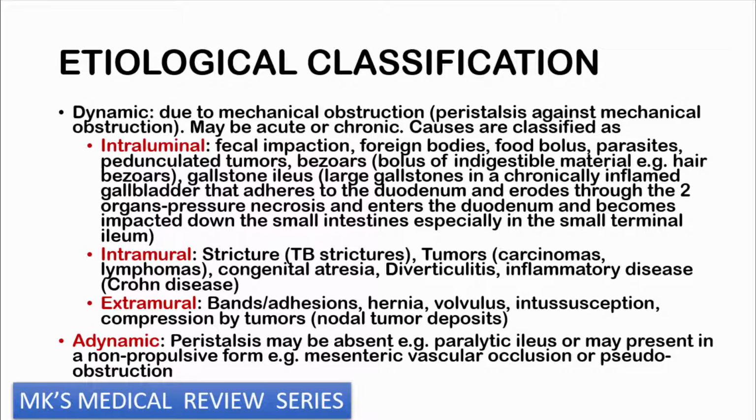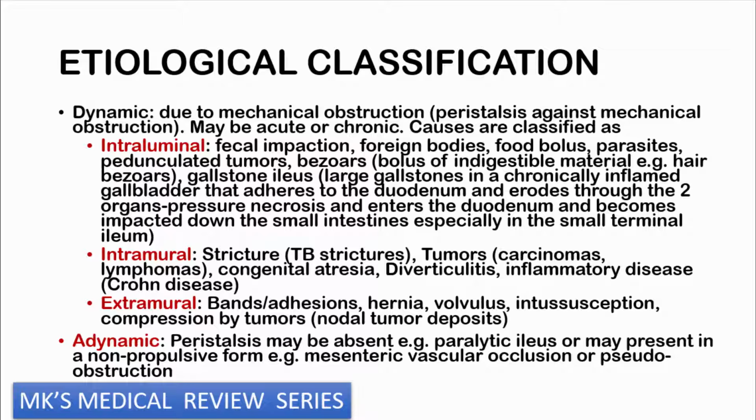Sometimes it could be extramural, meaning that the causes are outside the wall. So you could have bands and adhesions, which are by far the most common causes of intestinal obstruction. You could have hernias, which are the second most common cause. You could have volvulus, where the gut twists on itself. You could have intussusception, where the gut telescopes into itself. This is much more common in children.